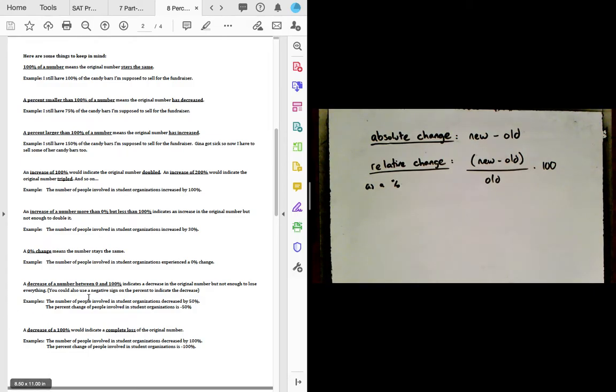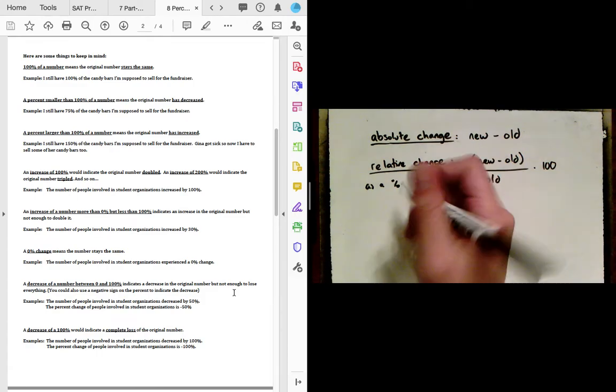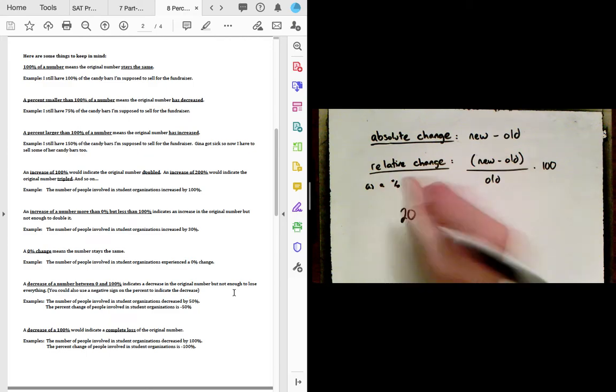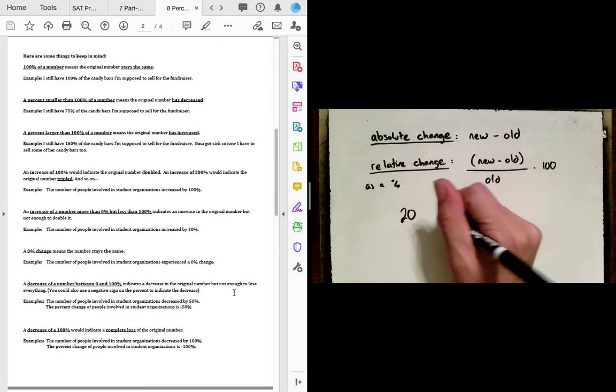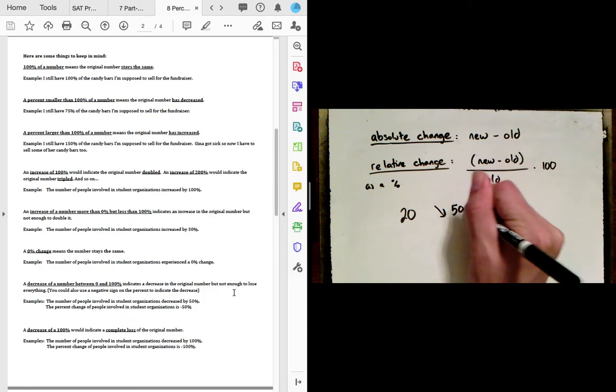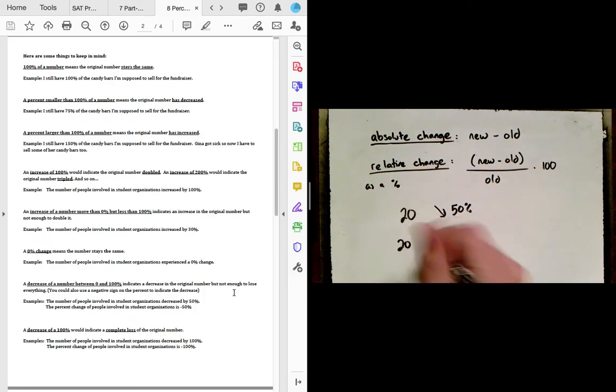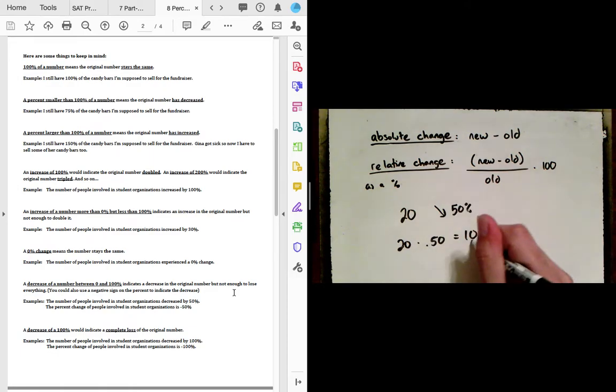Then a decrease of a number between 0 and 100 indicates that the number is falling, right? And so we're going to talk about how we calculate those here in just a minute, but I'm going to use that same example of candy bars. Let's say I have 20 candy bars to start and I want to decrease by 50%. I could take that value of 20, multiply by 0.50 again. Here's my 10, but because I'm decreasing, I don't want to add this 10 to the 20. I want to subtract it. And so I started with 20, I decreased by 50%, and now I have 10 bars left.